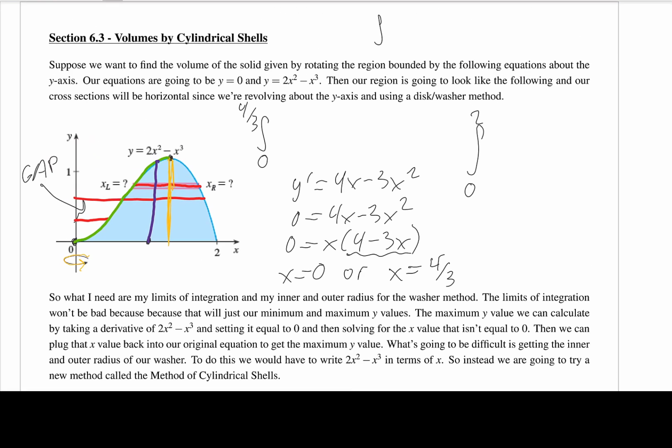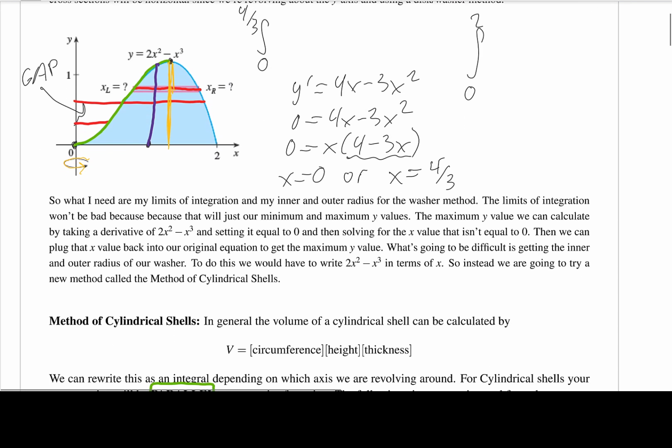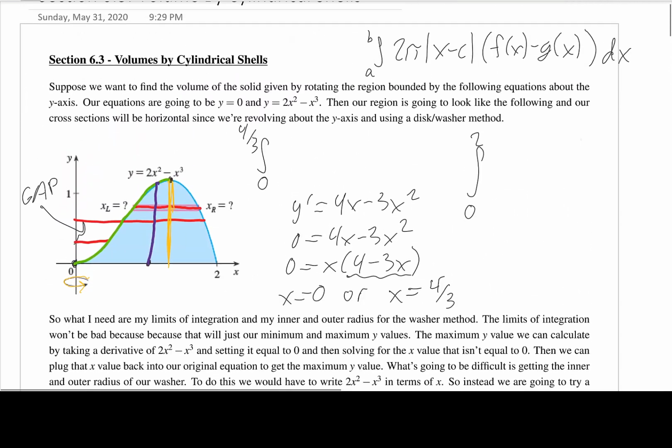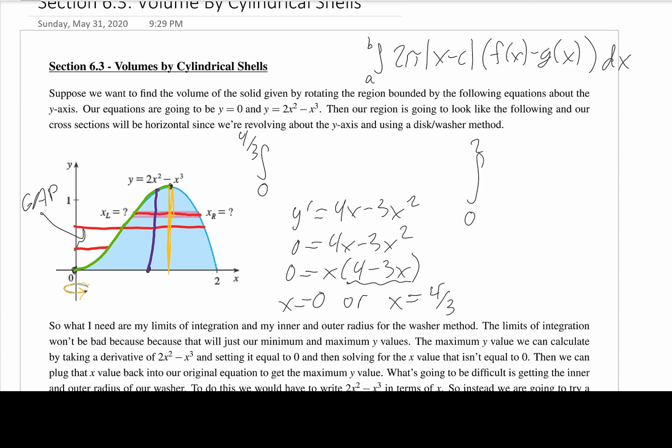So this is supposed to be the integral from a to b of 2 pi times the absolute value of x minus c times f of x minus g of x, where f of x is the top function, g of x is the bottom function. Let me make sure I put a dx in there. I did. Yay me. Okay, we already found a and b. Then we're going to have a 2 pi. And then this absolute value of x minus c.